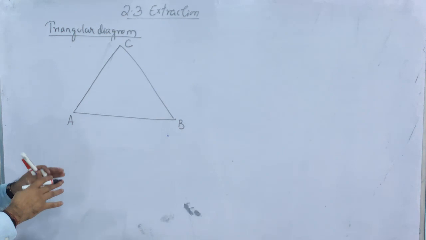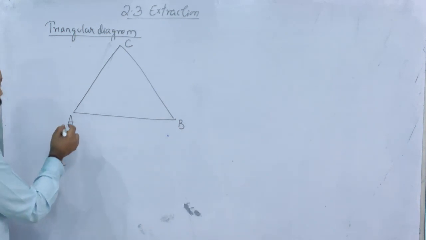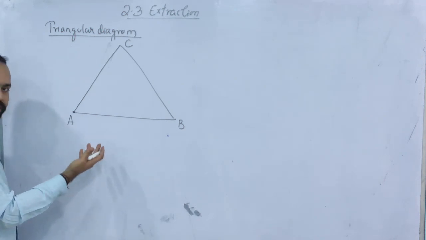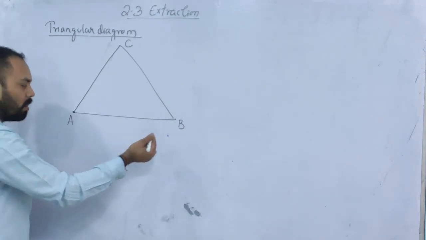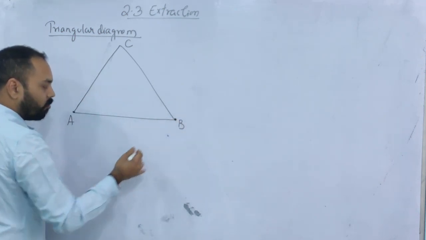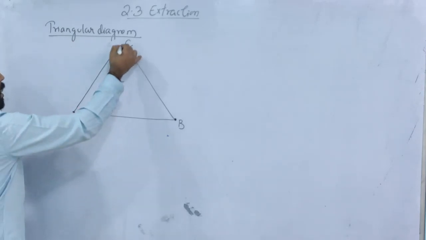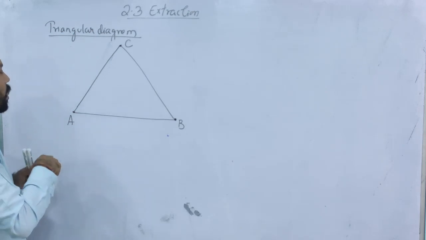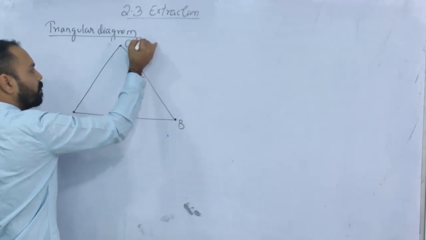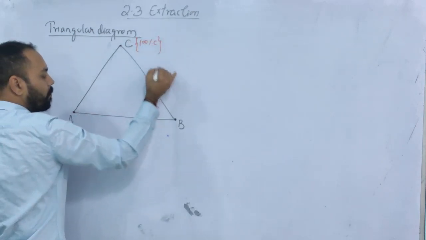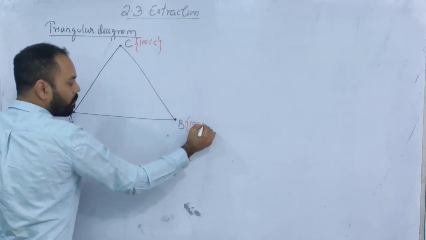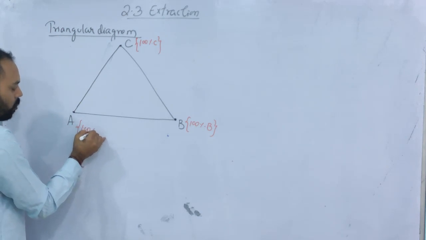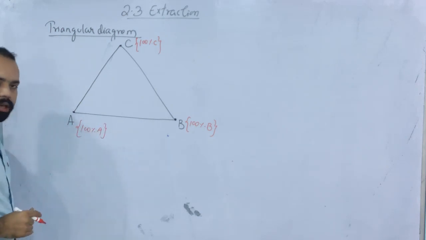Now we should have the basic idea here that at this point you have only A, or 100% A, there is no B, no C. Similarly, at this vertex I have only B, and at this vertex I have only the solute C. So the vertices of this triangle denote respectively 100% C, 100% B, and 100% A. If you know these notations, then only you will be able to solve the problems on extraction.